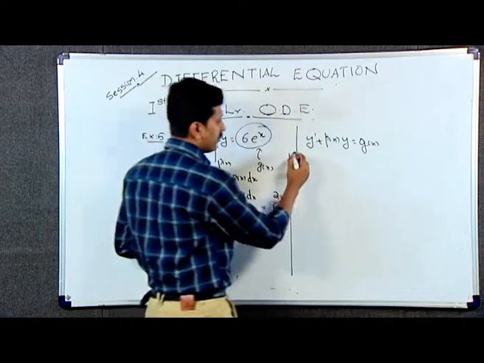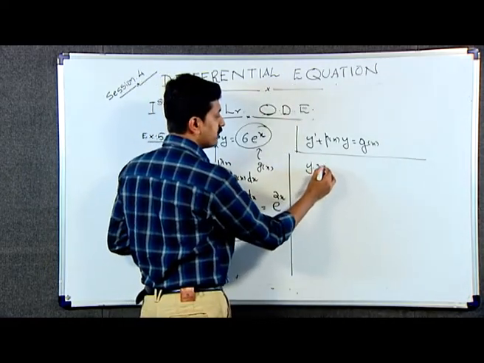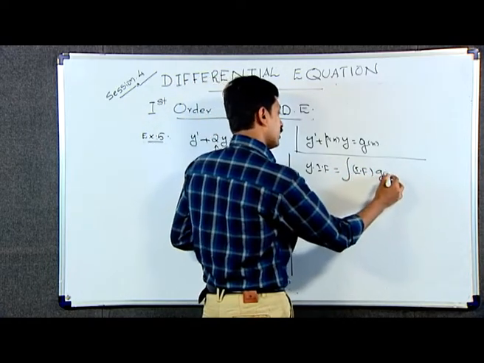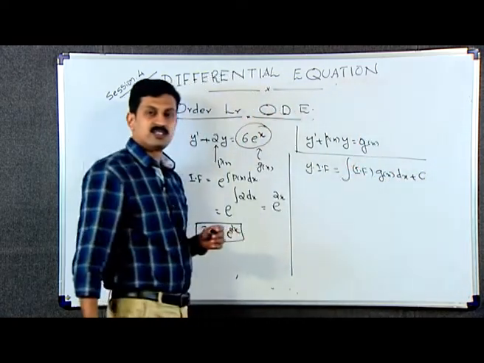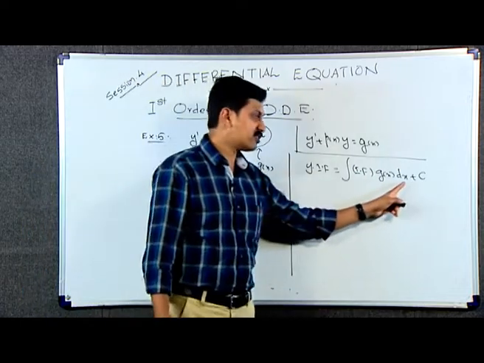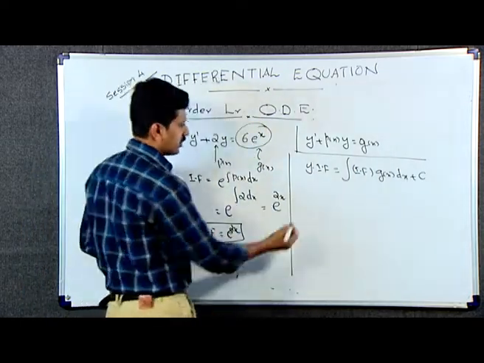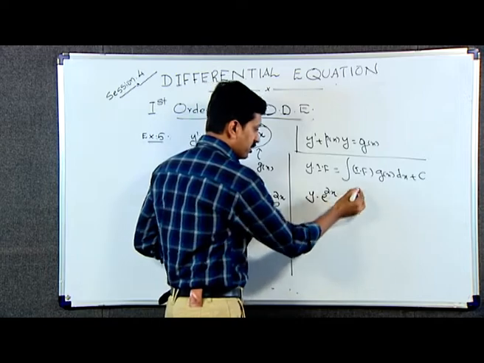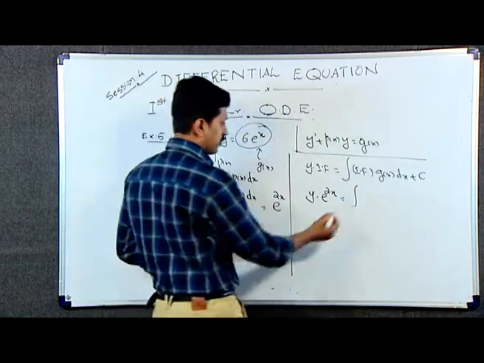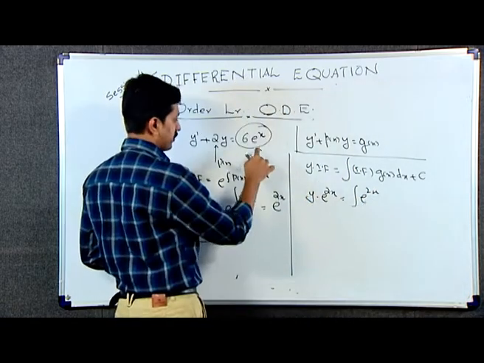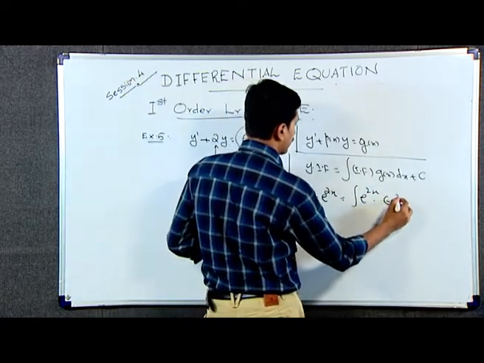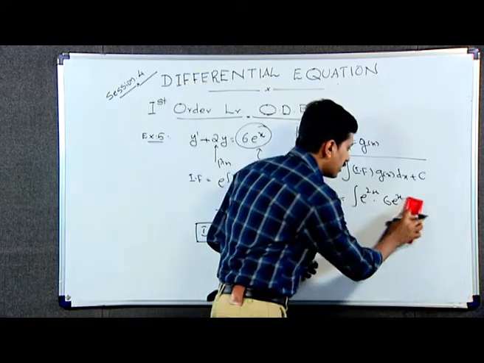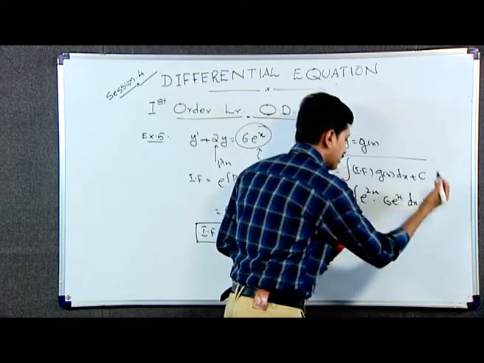What about the general solution? We have the formula for the general solution: y times the integrating factor is equal to the integral of the integrating factor times g of x dx plus c. The integrating factor is e raised to 2x, and g of x is 6 e raised to x. So y e raised to 2x is equal to the integral of e raised to 2x times 6 e raised to x dx plus c.